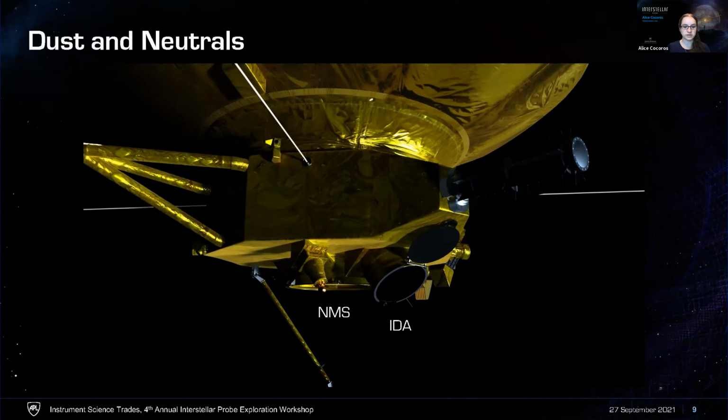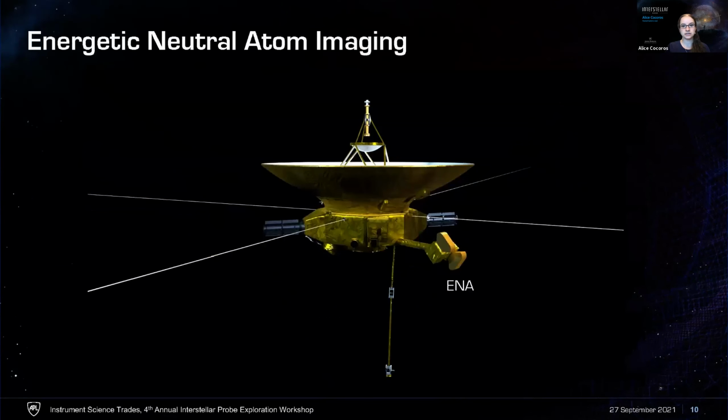Both of these instruments are assumed to have a pointing accuracy of approximately 1 degree, while IDA has a pointing knowledge of less than 1 degree and NMS has a pointing knowledge of less than 10 degrees. These instruments, it should be noted, would also need to be covered when the thrusters are firing because you wouldn't want any of that to get in the instruments. Go to the next slide.